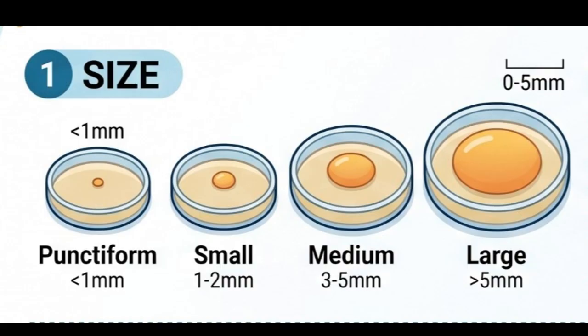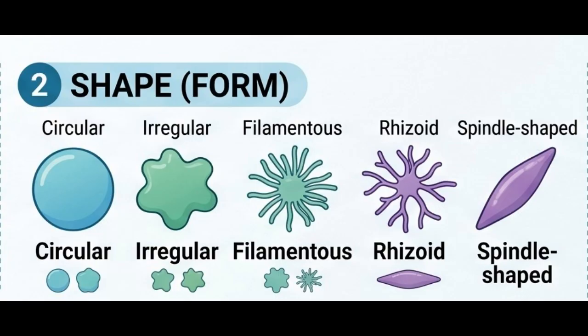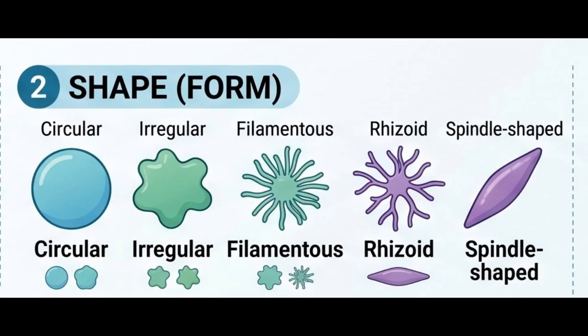Next is the overall shape, or form. Circular, a perfect circle, common in Staphylococci. Irregular. These have no defined symmetry. Filamentous and rhizoid. These look like roots or threads reaching out across the agar. If you see this, you might be looking at certain Bacillus species or even fungal growth. Always note the shape first, as it narrows your search immediately.